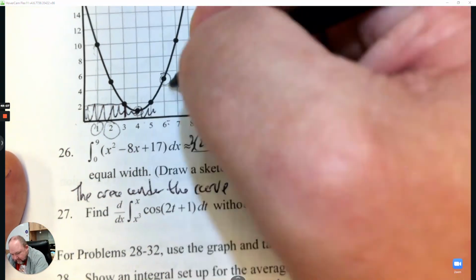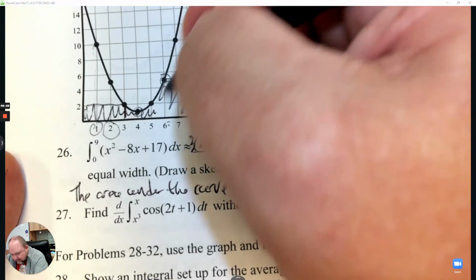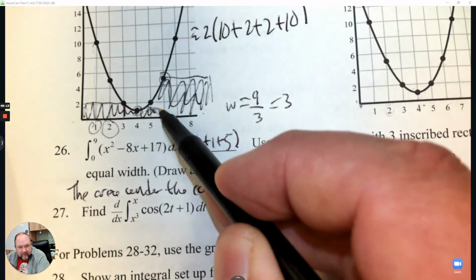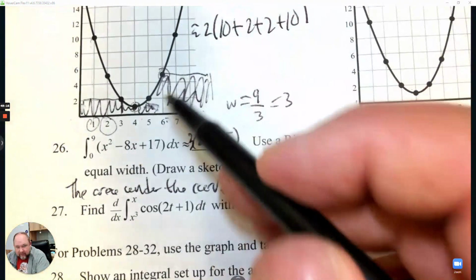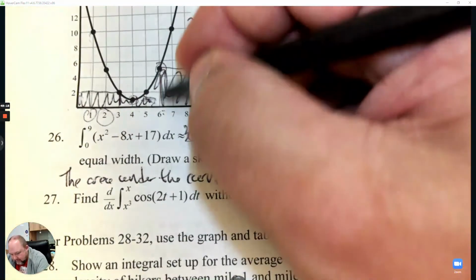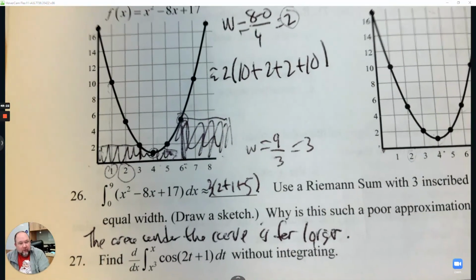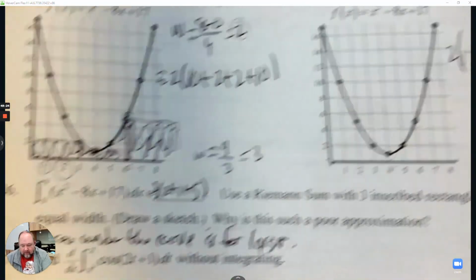So if you had like this, and then you had this, and then you had this, that's all you're covering, right, in terms of it. And how much are you not covering? So it's a really bad estimation because there's far more area that's not being covered by doing a low Riemann sum. All right, 27.